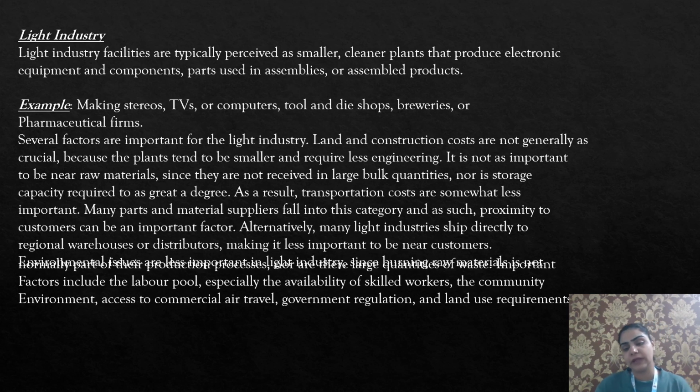Let's talk about light manufacturing. Light industry facilities are typically perceived as smaller, cleaner plants that produce electronic equipment and components, parts used in assemblies, or assembled products. Examples: making stereos, TVs or computers, tool and die shops, breweries, or manufacturing firms. Several factors are important for light industry. Land and construction costs are not generally as critical because the plants tend to be smaller and require less engineering.